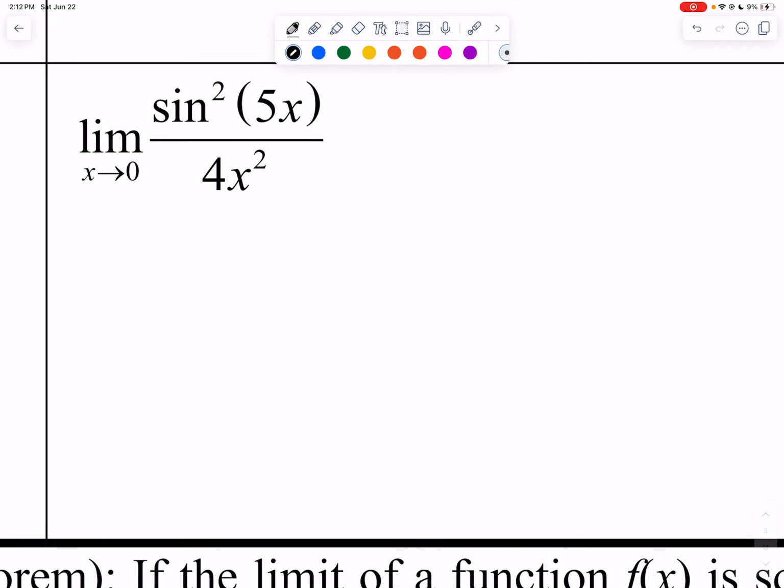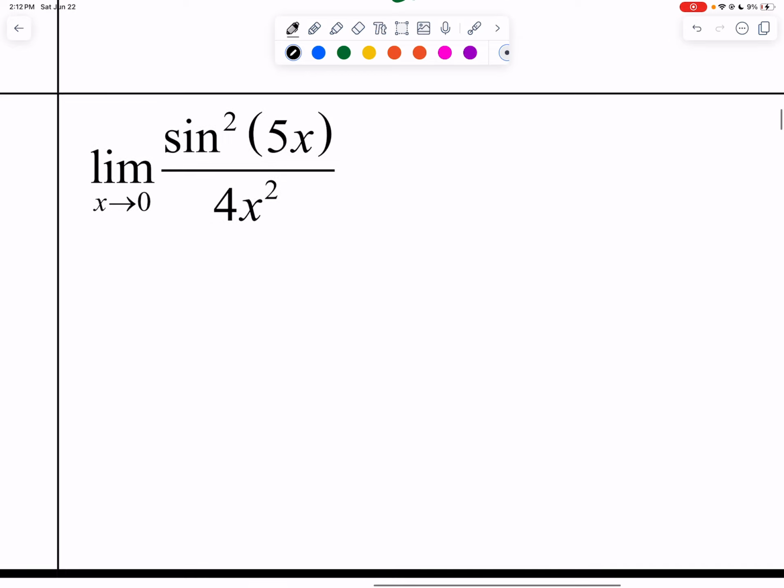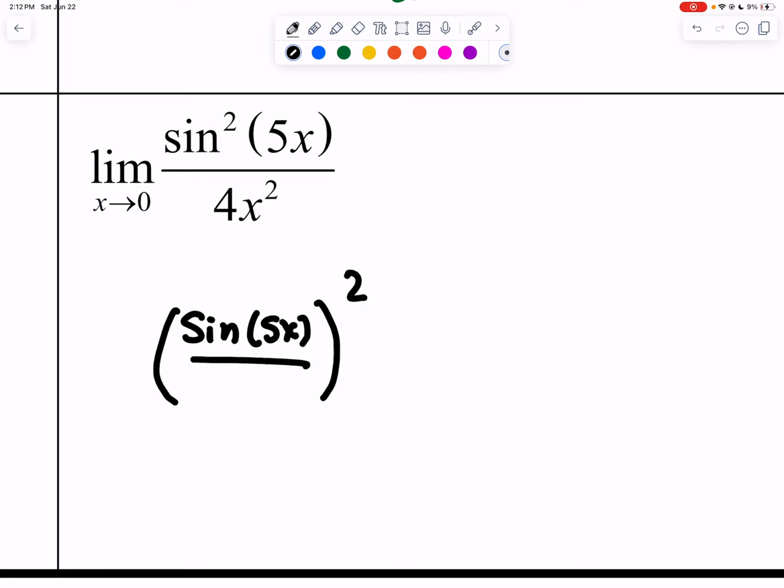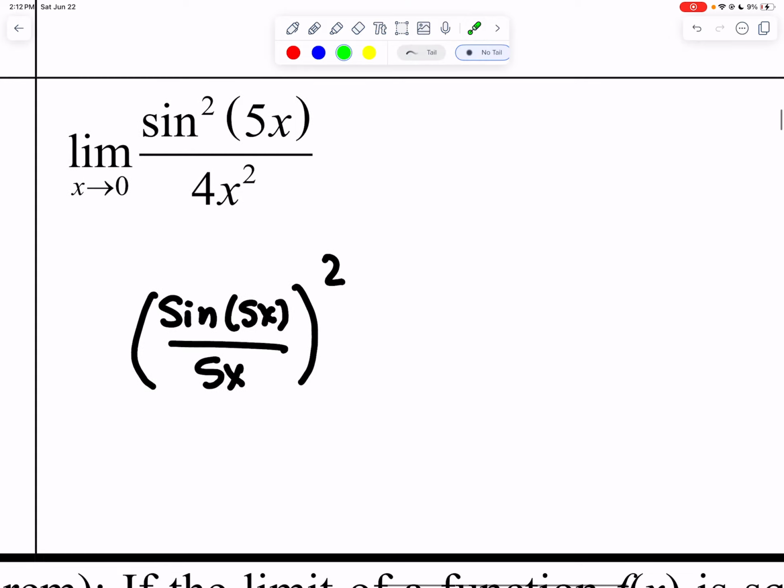All right, this one right here, I have sine square of 5x over 4x squared. Now, because I have a square, I need to figure out how I can get a square here. So if I do this right here, sine of 5x over 5x, I know that this limit is going to be 1. But in order to do that, I need to figure out what my denominator should be. So if I were to simplify this, I need my denominator to be a 25 because 5 squared is 25.